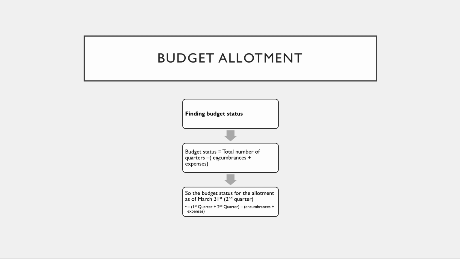So looking at our next slide here, first of all we use allotments to find the budget status, and then the budget status basically equals the total number of quarters, quarter one plus quarter two, minus encumbrances plus expenditures. So in this scenario, the budget status for the allotment as of March 31st, the second quarter, equals the first quarter plus the second quarter minus encumbrances plus expenses.